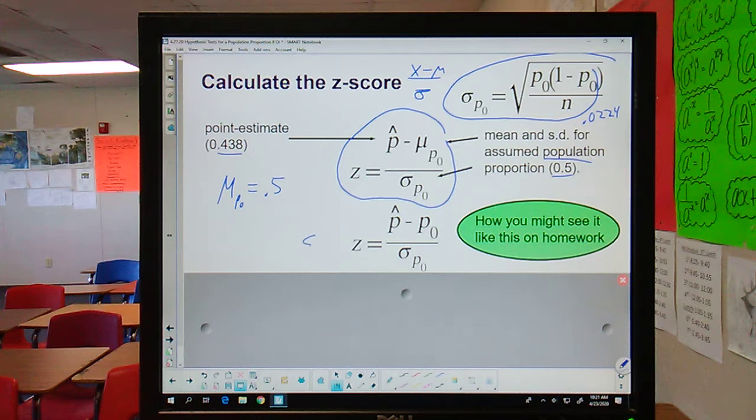All right, so put all that into your calculator. This is saying the same thing, okay, down here. It's just that this is how it looks on some homework questions. They might write it like that, but it's the same idea. All right, so figure out, if you would please, the z-score. Pause the video.